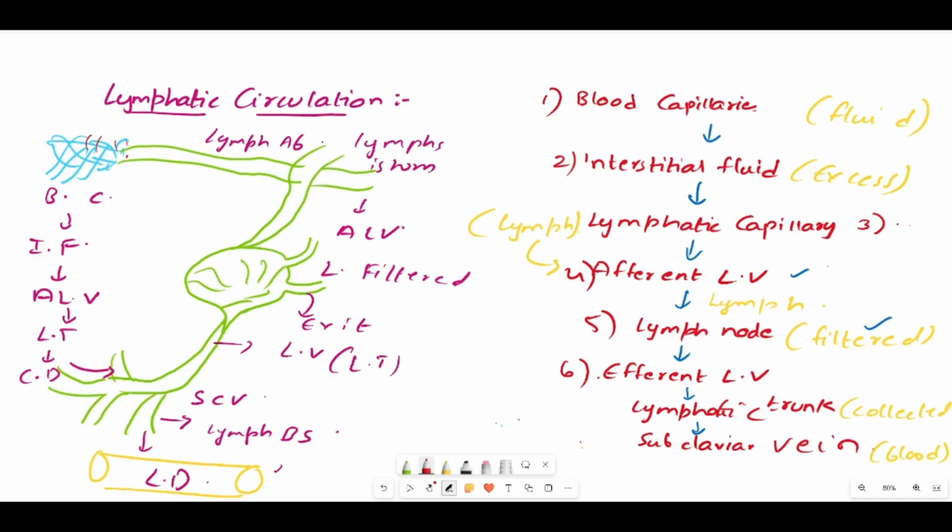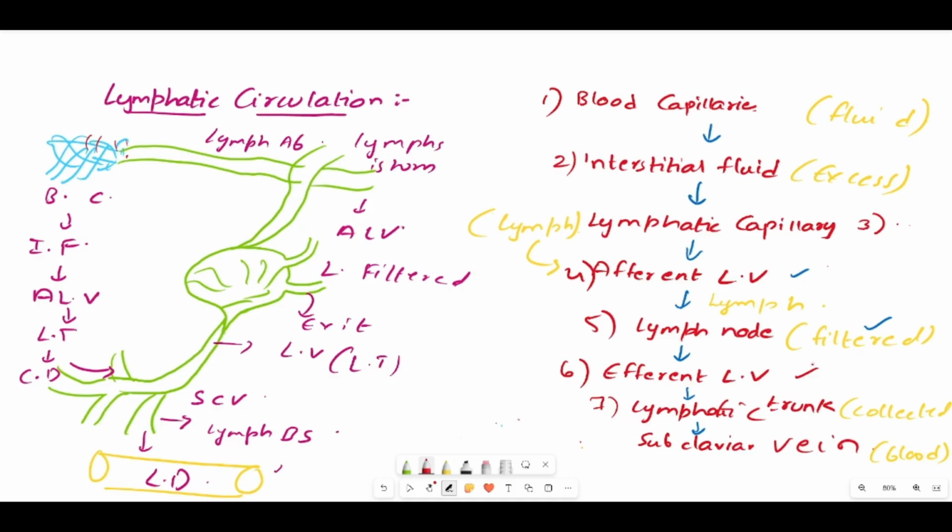Here, extra filtration will again happen. So, better filtration happens in these efferent lymphatic vessels. After that, it finally reaches the lymphatic trunk. Several efferent vessels will be joining together to form the lymphatic trunk. All the lymph collected from different body regions will be present in the lymphatic trunks, and finally it reaches the collecting duct, which is a lymphatic duct.